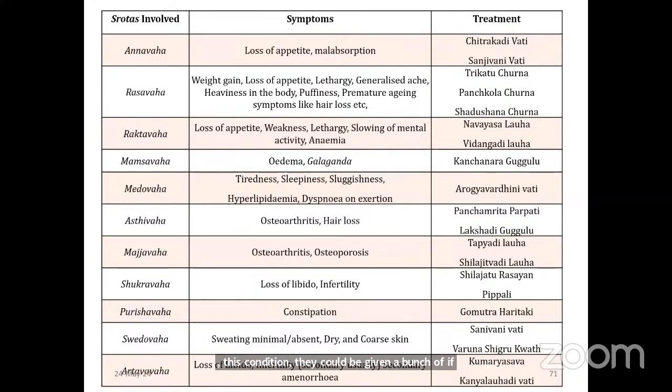If there is involvement of Raktavaha Srotas and due to that there is loss of appetite, weakness, lethargy, slowing of mental activity or anemia, then Navayas Lauha and Punarnavadi Mandoor are the choice of drug. In Mamsavaha Srotas involvement, if there is edema or Galaganda, then Kanchanar Guggulu is the choice of drug. If Medovaha Srotas is involved and tiredness, sleepiness, sluggishness, hyperlipidemia is there, then Arogyavardhini Vati is the choice of drug.